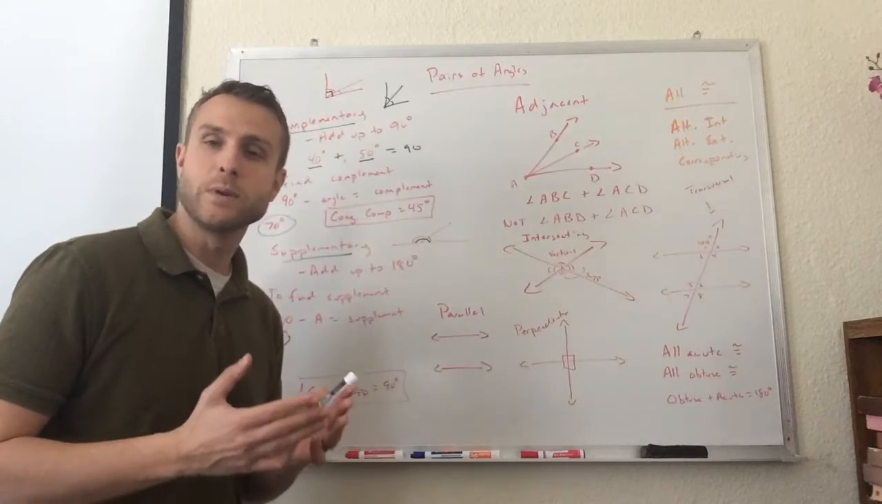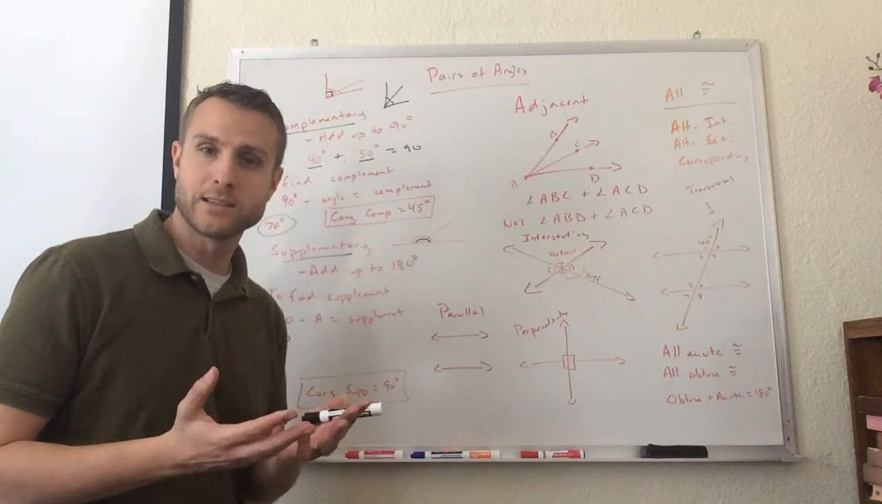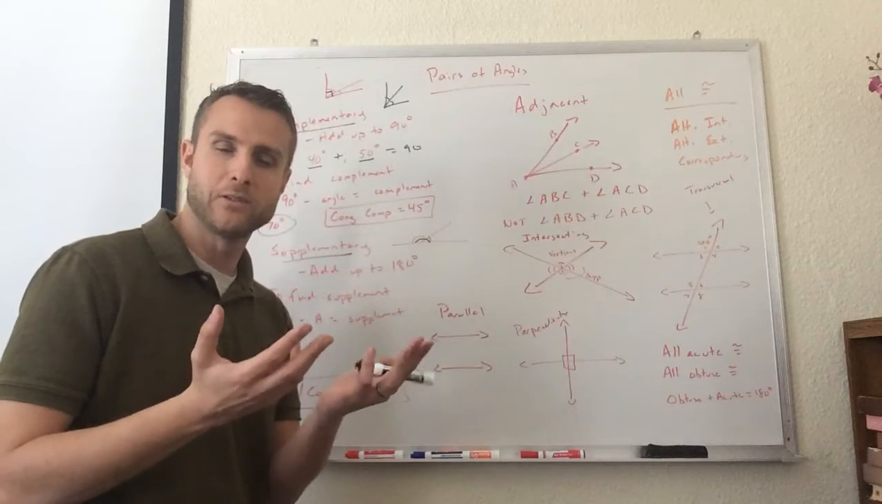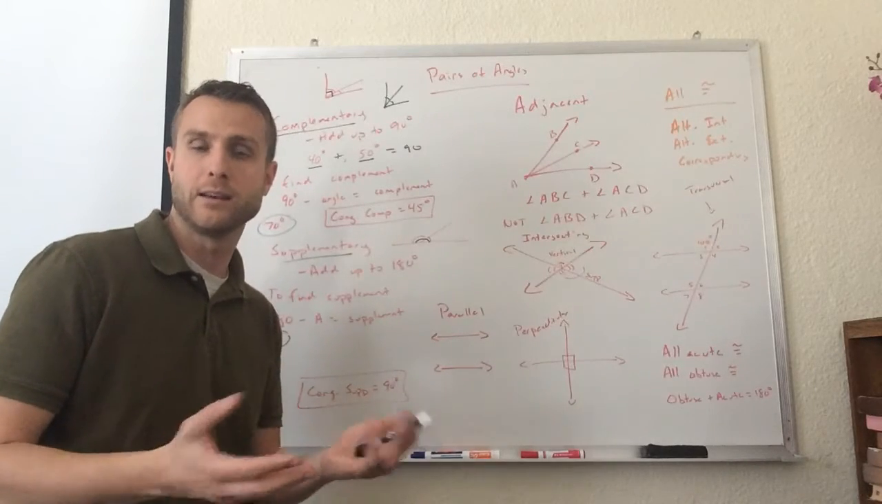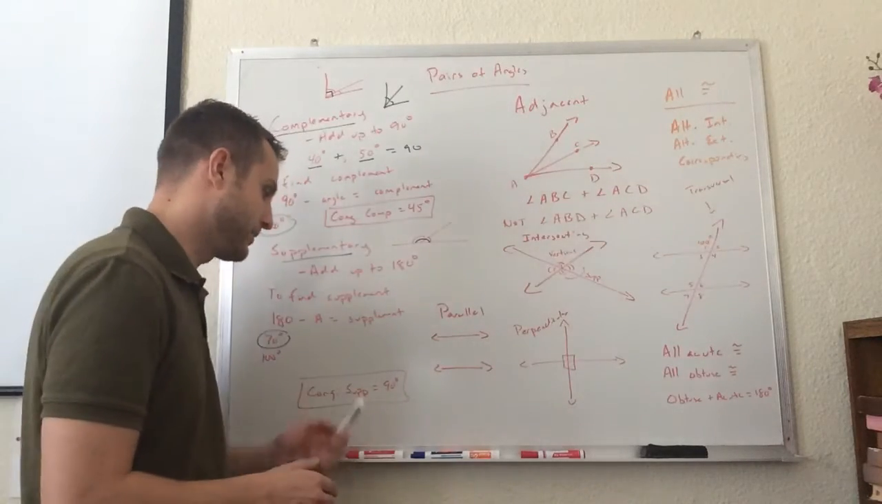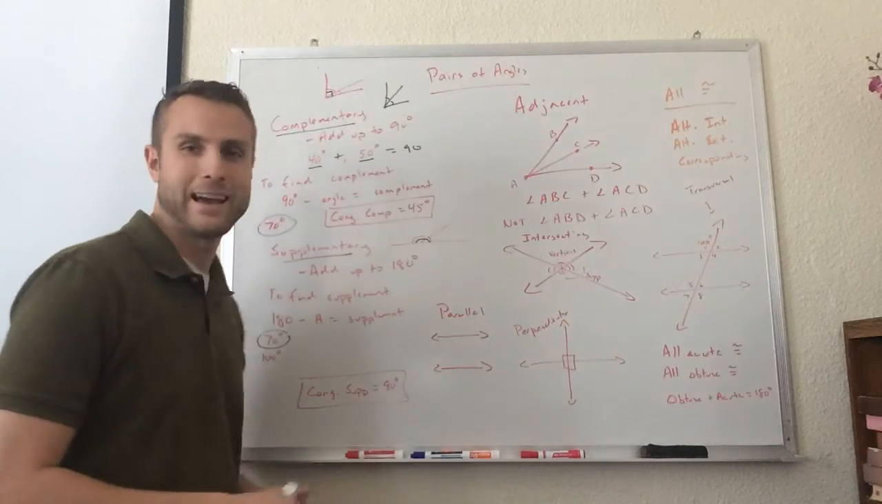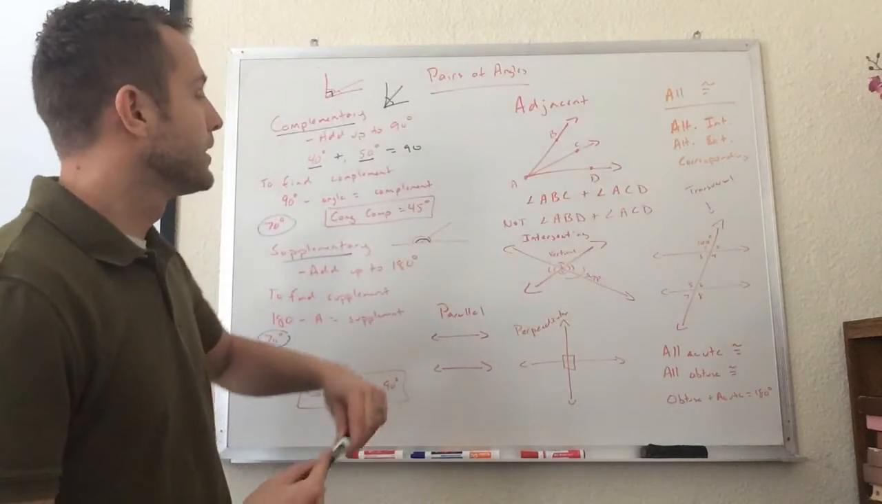Now, what angle is congruent and supplementary? So what are the two of the same angles that add up to 180? Well, I do 180 divided by 2. So the angle that is both congruent and supplementary is 90 degrees.